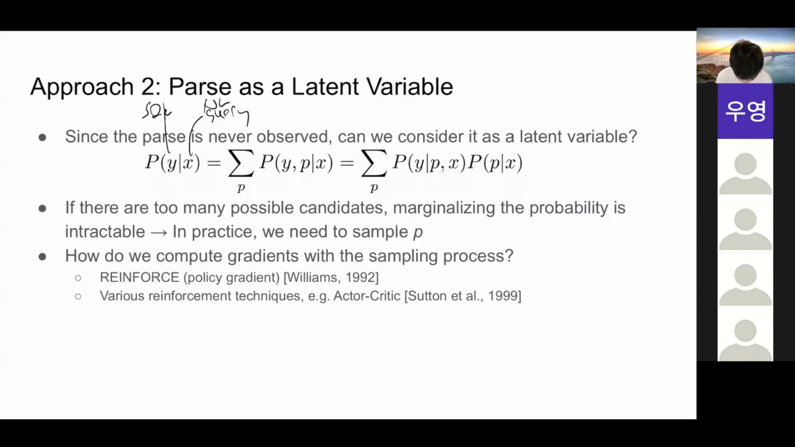So hopefully you all agree with this first equality, because you're marginalizing, you're basically formulating P of y given x as the marginalization of P of y and P given x. So everyone agrees with that, hopefully. It's simple math. And then you translate this into the multiplication of these two probability distributions, P of y given P and x, and P of P given x. And it's a simple Bayes rule that if you multiply these two, then it's P of y, P given x, right? So that's why it's equivalent.